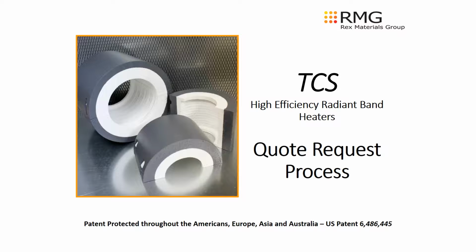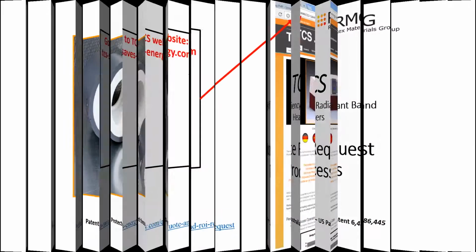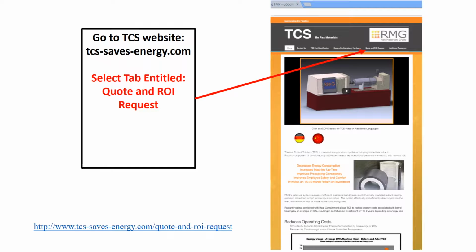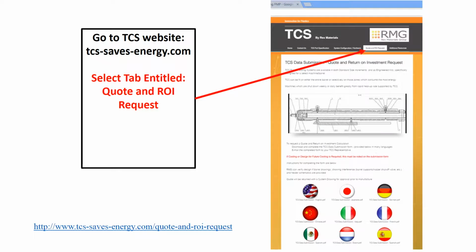Tutorial on how to submit data to secure a quote and a return on investment calculation for Rex Materials TCS system, a high-efficiency barrel heating system for the plastics industry. First, go to the website tcs-saves-energy.com and click on the tab entitled Quote and ROI Request.